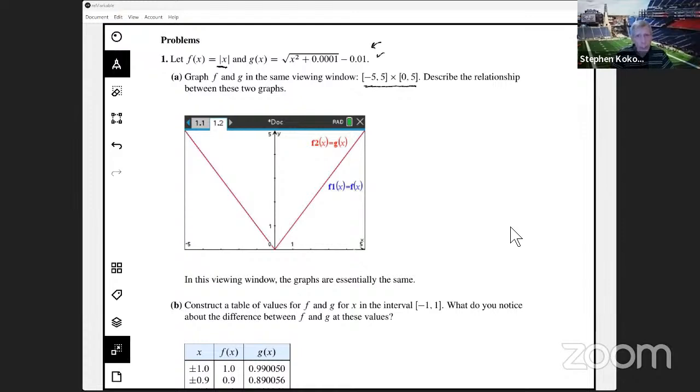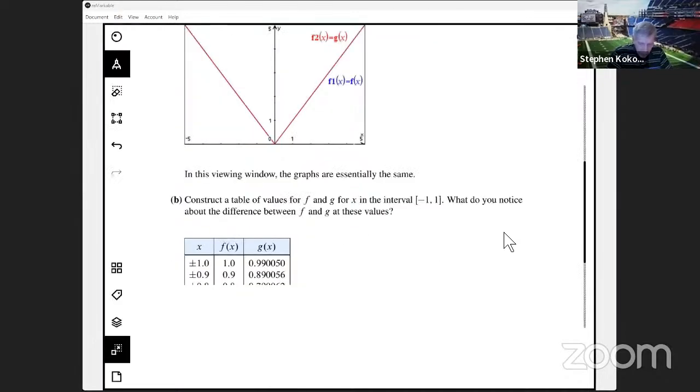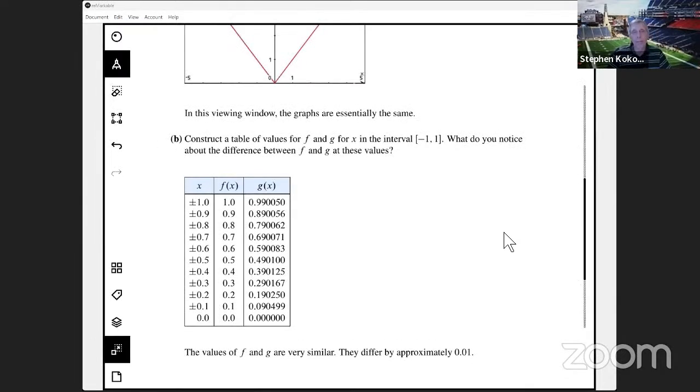And if you look closely at that, boy, it sure looks like there's only one graph there. In fact, in this viewing window, it looks like these two graphs are essentially the same, which is crazy. So that begs the next part of this question: well, you know what? Let's take a look at a table of values.